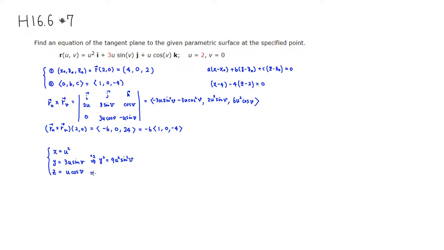And then if you square this one, z squared is equal to u squared cosine squared of v. I want to combine these, but the 9 is in the y, so I'm going to divide through by 9. So we have y squared over 9, which is 3 squared, is equal to u squared sine squared of v.